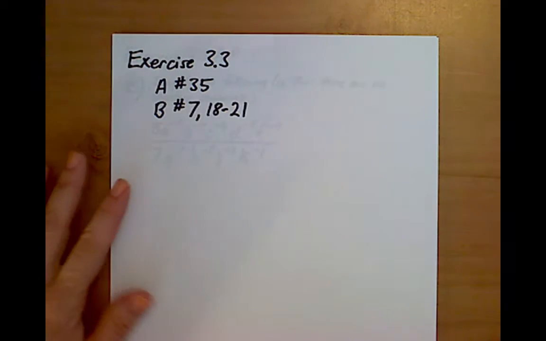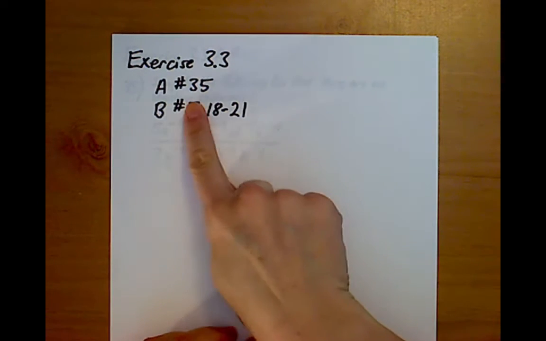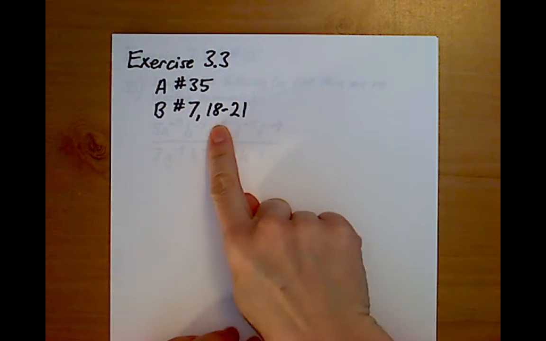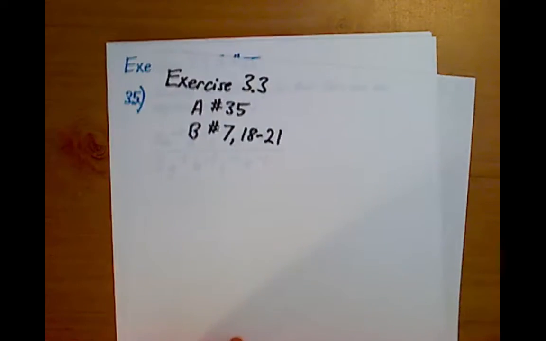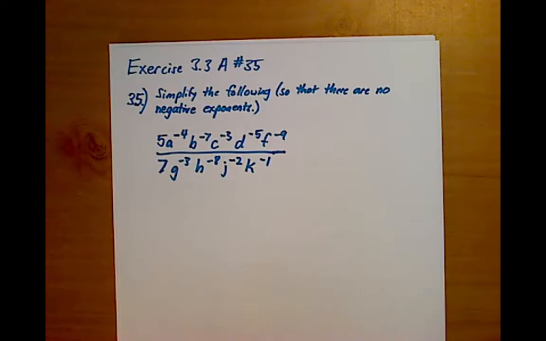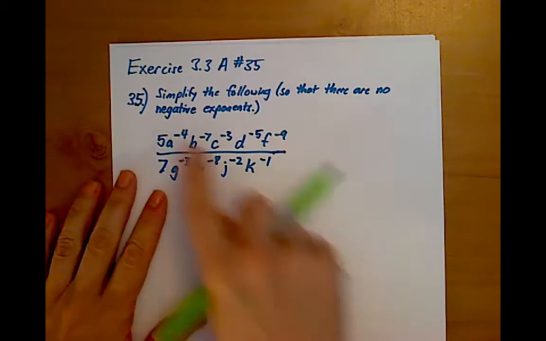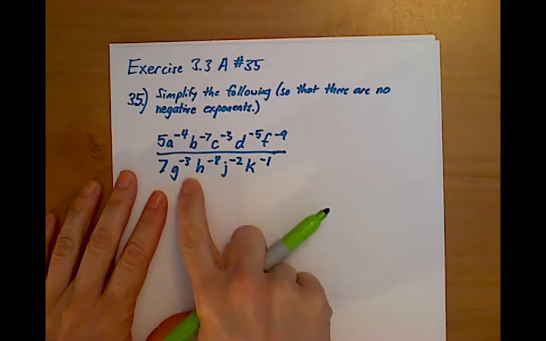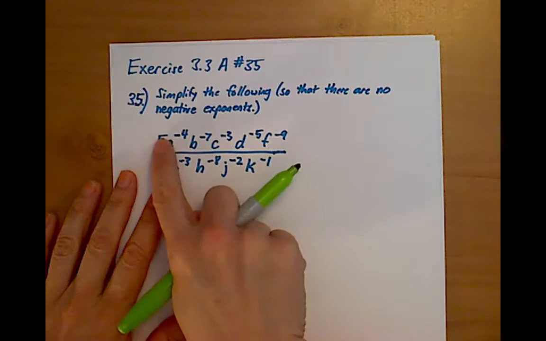All right, hi everyone. We're going to do exercise 3.3a, number 35, and B, number 7 and 18 through 21. So here's 3.3a, number 35. It says simplify the following so that there are no negative exponents. So notice each of these has a negative exponent on it.